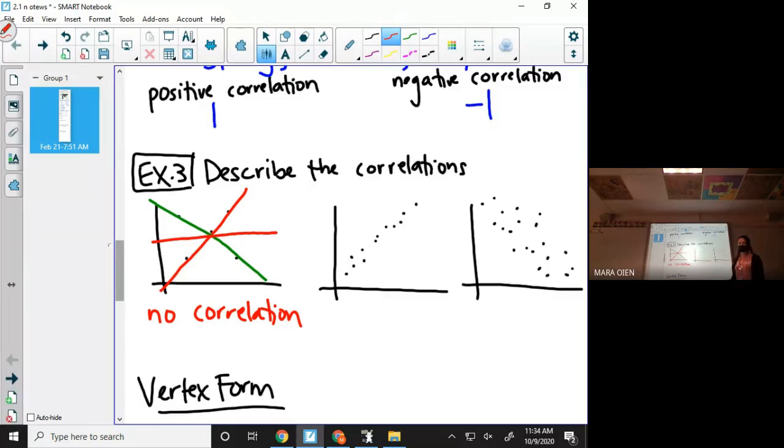For these next ones, sometimes what I also do is draw an oval around the points. So for this one, I'm not drawing a line, but that's a somewhat narrow oval. And as I look at those points from left to right, it's going up, up, up, up, up. So I would say that this one is positive. And since it's a somewhat narrow one, I would say it's a positive, strong correlation.